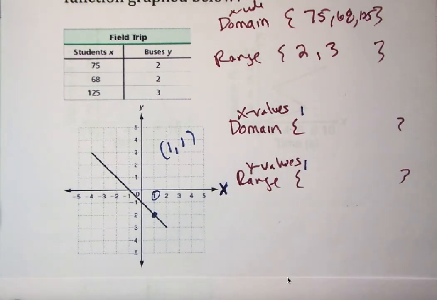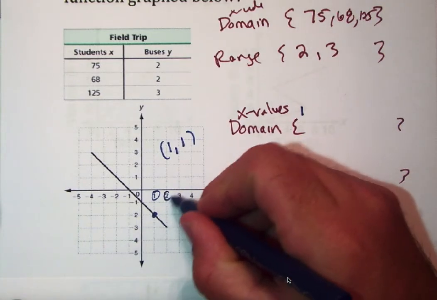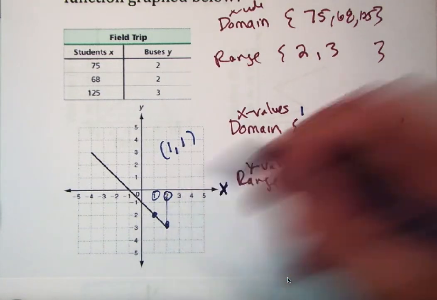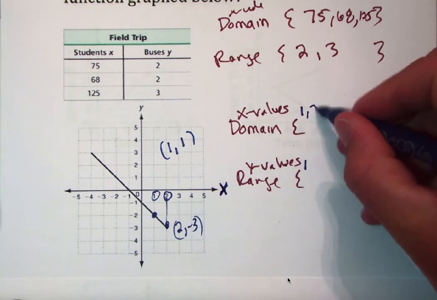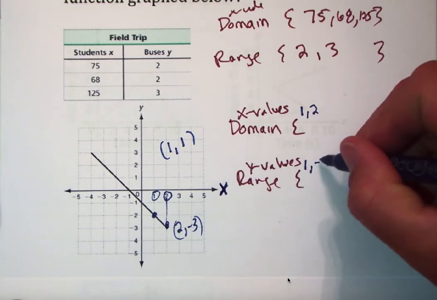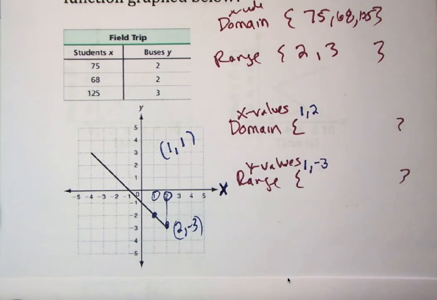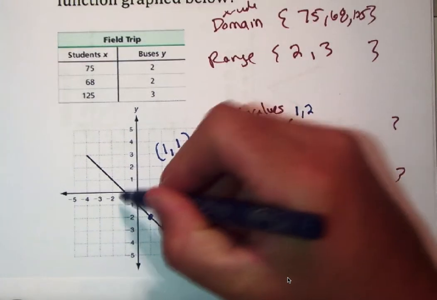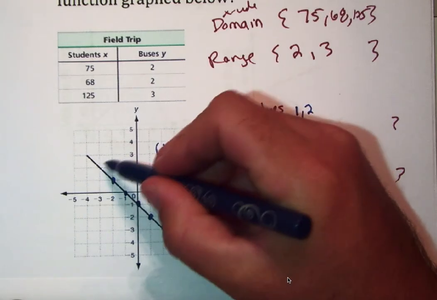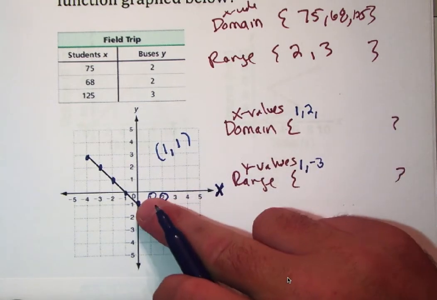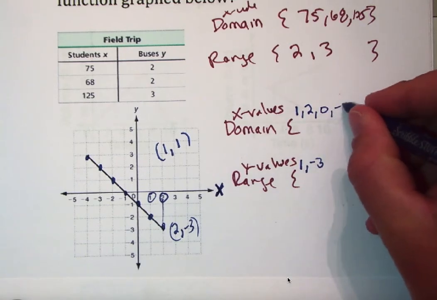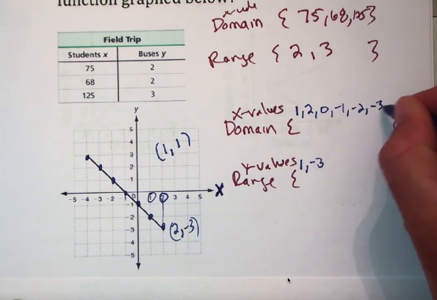What other x value was used? I would say the 2 was used. Yeah, 2 was used, and that's the point 2, negative 3. So we could add 2 to the x values of the domain and negative 3 to the y values. Was 0 used? Was negative 1 used? Was negative 2 used? Was negative 3 used? Was negative 4 used? Interesting, right? Okay, so we got 2, 1, 0, -1, -2, -3, and -4.